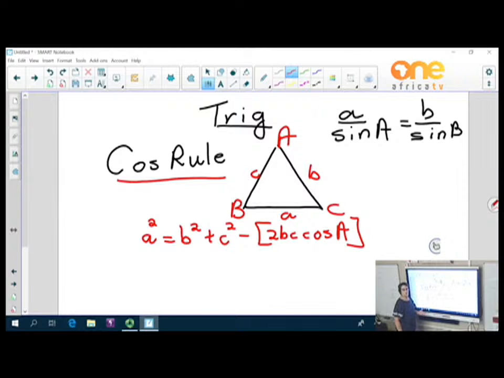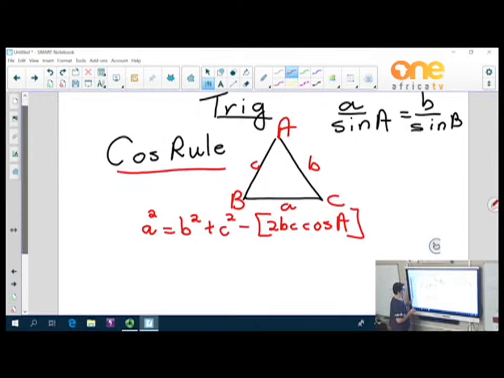When are we using the cosine rule? We use the cosine rule when we want the third side. That is when you're going to use this cosine rule. And if you look here, you will also see that it is two sides and the included angle that we need to calculate that third side there.